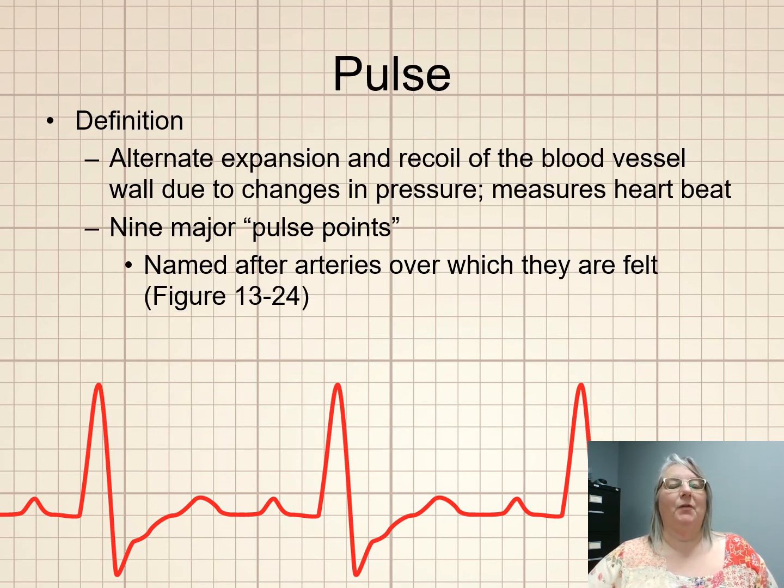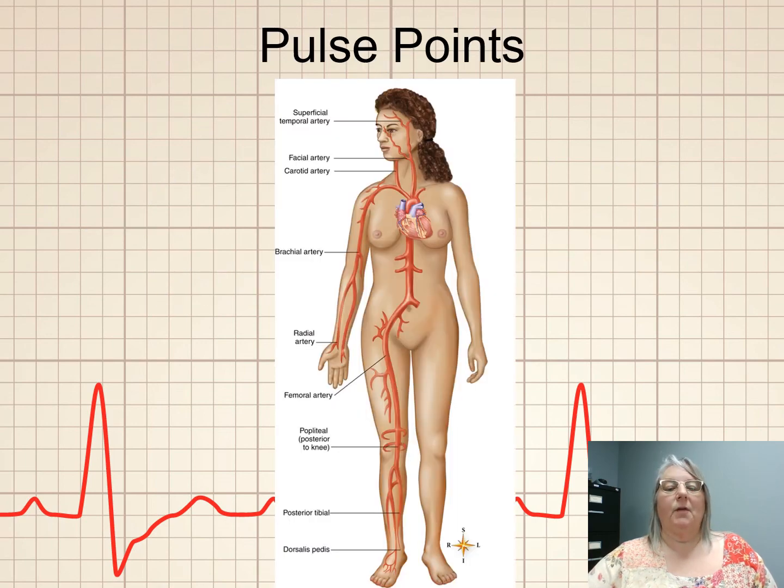I mentioned pulses before. And pulses are the movement of the blood vessels, what we feel. And it changes as the pressure changes. So we looked at the 9 major pulse points. They're named after the artery that they are up against. So let's take a look at the next slide and talk about those arteries again. Here are our pulse points. And these are the pulse points that you're going to be looking at when you are memorizing where things are.